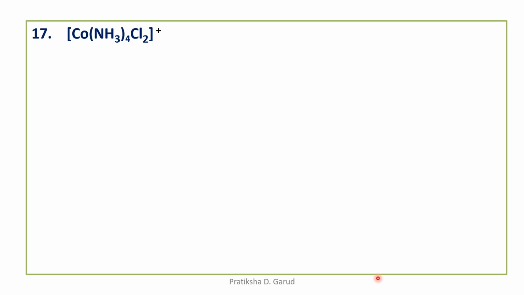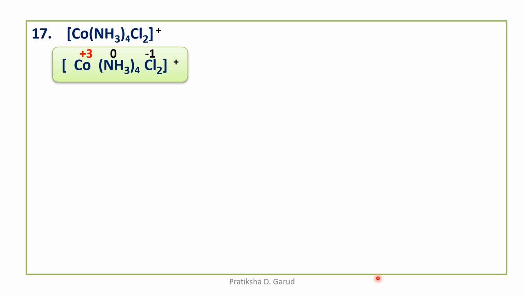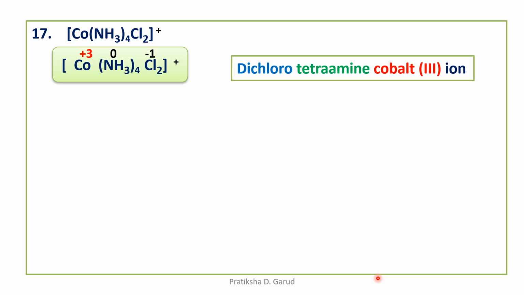Next is the [Co(NH3)4Cl2]+. Now here ammonia is a neutral ligand, chlorine is the negative ligand and hence the oxidation number of the cobalt becomes +3. So it is named as dichlorotetramine cobalt +3 ion.